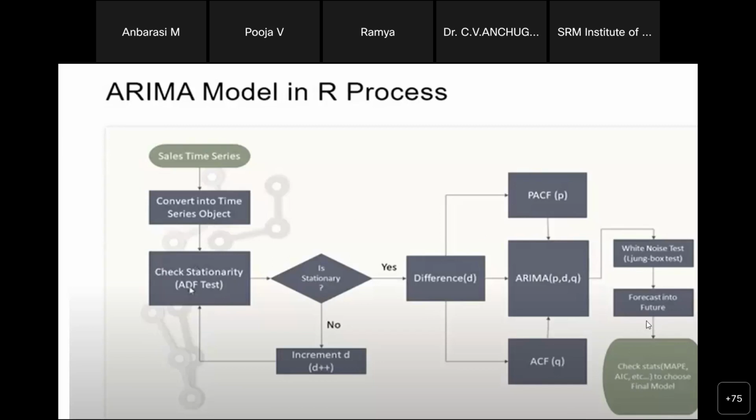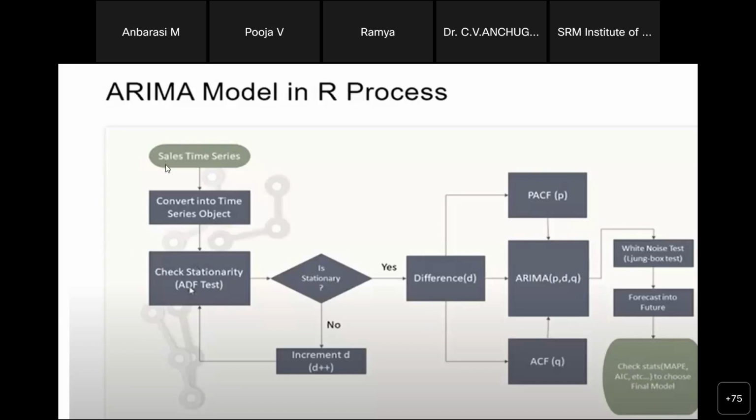After applying this ARIMA model, we have to calculate the accuracy. Based on errors such as mean square error, using that technique we can find out how good or bad your model is. Based on the accuracy, we can check whether the model is good or bad. So this is how the ARIMA model is going to work in R.